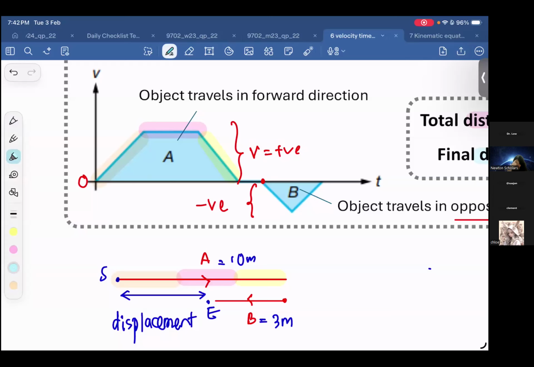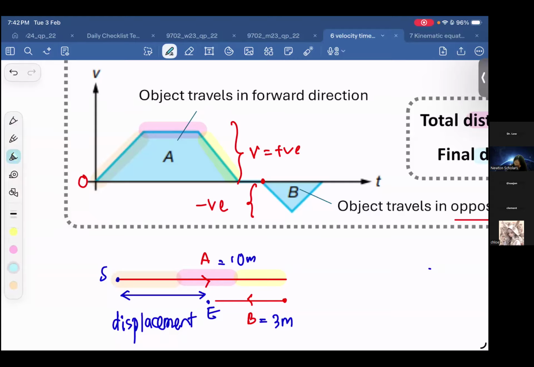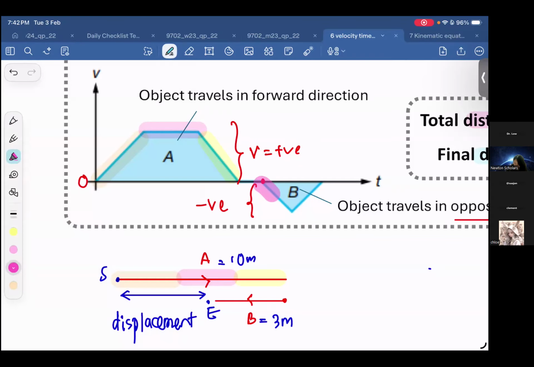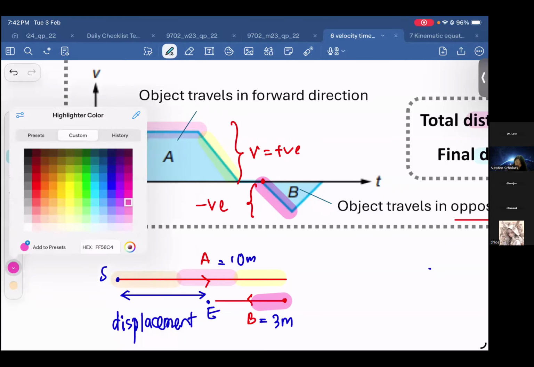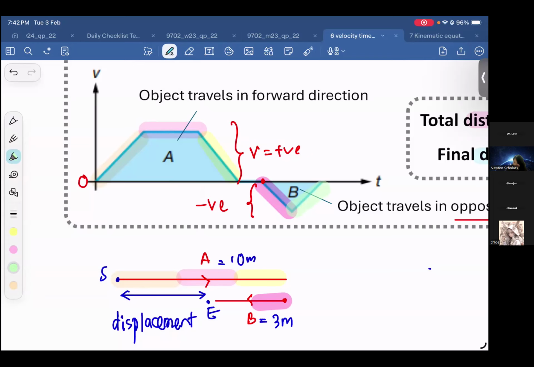So for this part, what color should I use? Let me choose another color. Okay, this part is moving backwards. Then after that, what's going on? Green color here. What is the motion for this part? It is decelerating, because from 5 meters per second it goes to 0 meters per second. So the last section here is decelerating, and then it stops here.